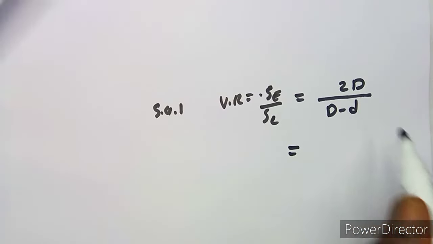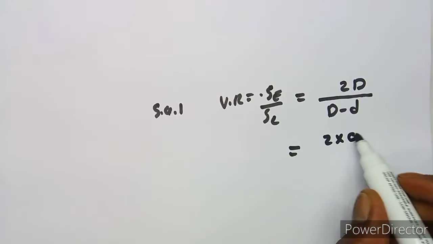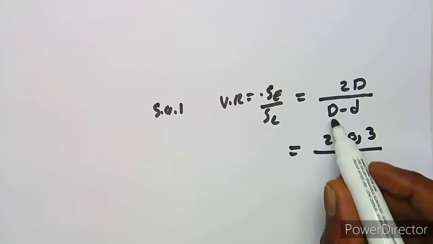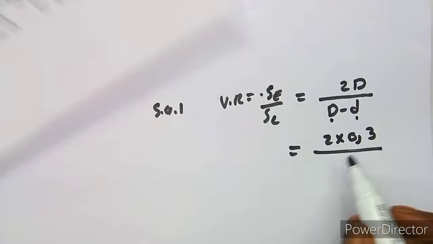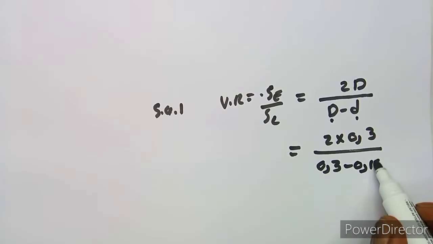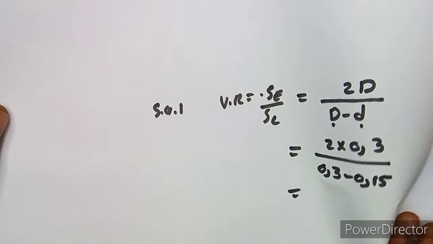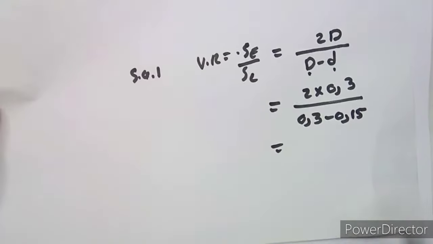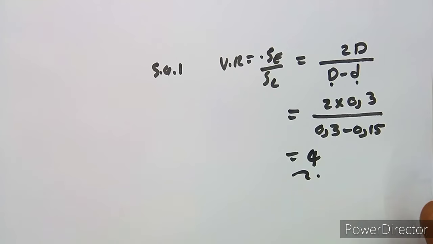So this is 2D, so we are going to have 2 times 0.3 over D minus smaller d, which is 0.3 minus the smaller one, which is 0.15 in meters. Like that, you can have your velocity ratio in this case, which is going to give us 4. So that's 4:1, or you can just leave it as a 4.